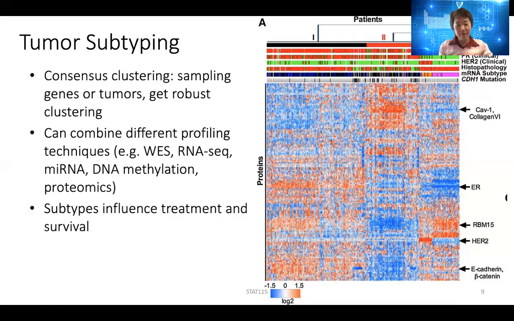But initially, people used this to look at what genes or what tumors are robustly co-clustered in the same group. But you can imagine you can use the same approach to combine different profiling techniques. So for example, sometimes you can do clustering with just whole exome data. Sometimes you can do clustering with RNA-seq data, with microRNA data, with DNA methylation data. And then you just ask how many of those tumors are always together, regardless of what platform you have. And this way, at the end, you can get, hopefully, better clustering results.